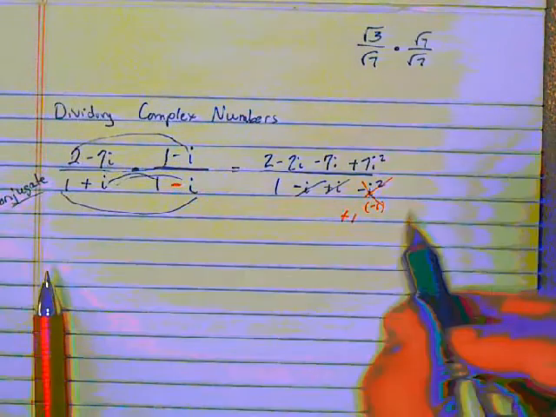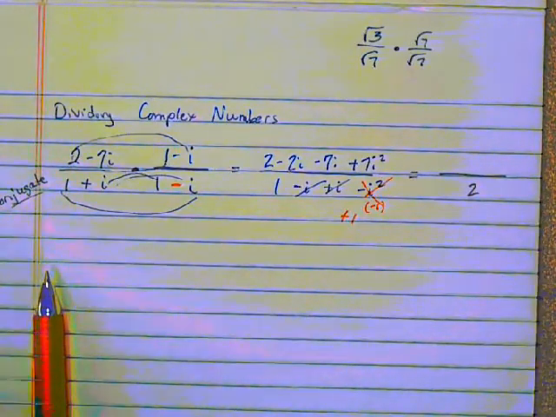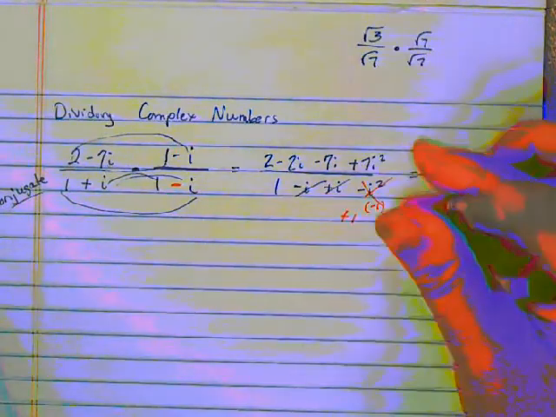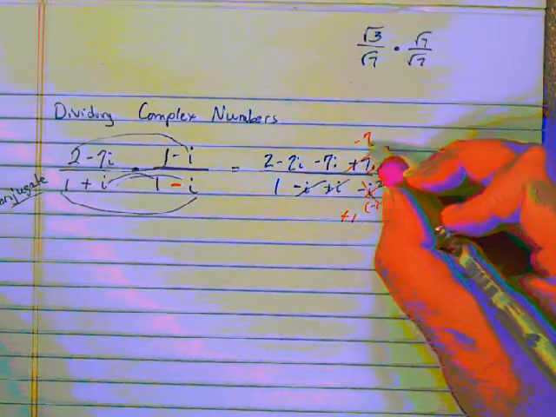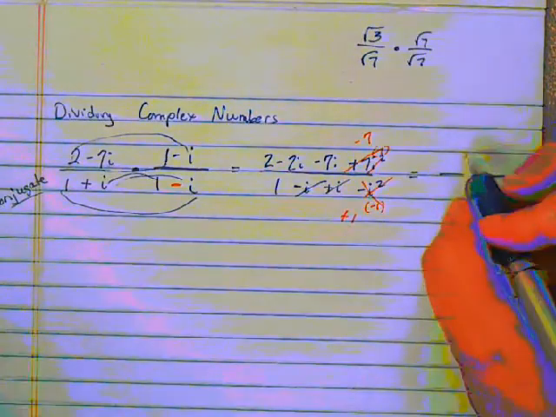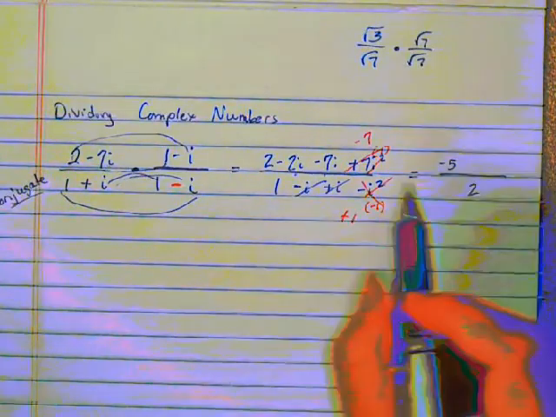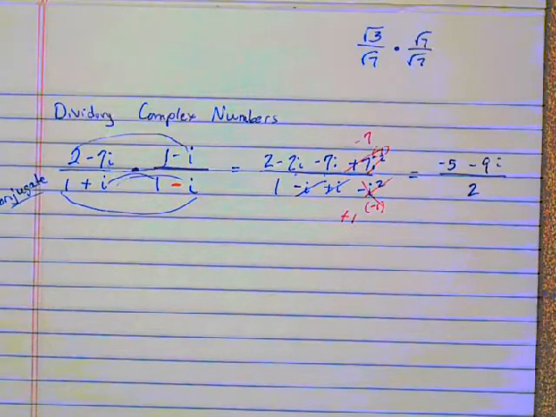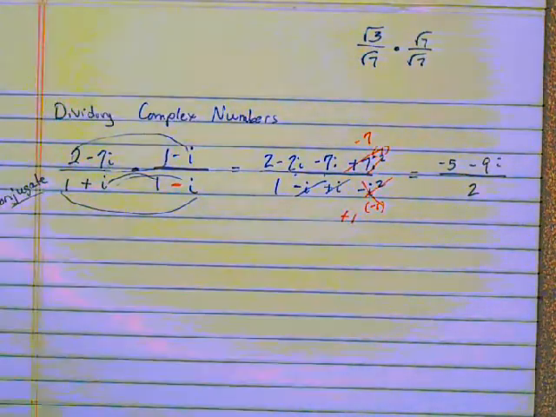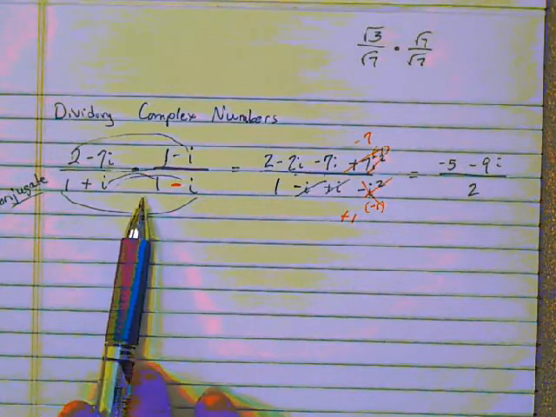So on the bottom now, in the denominator, I have a 2. On the top, the i squared also turns to negative 1, so this whole thing turns to minus 7. So I have 2 minus 7, which is negative 5, and negative 2i and negative 7i is negative 9i. So what I wanted to happen was to get rid of the imaginary numbers in the denominator, and that happened because I multiplied by the conjugates.